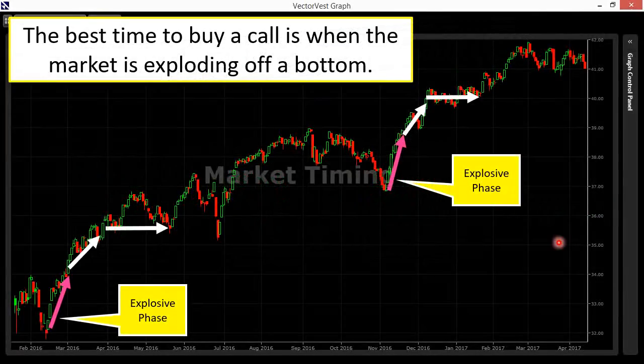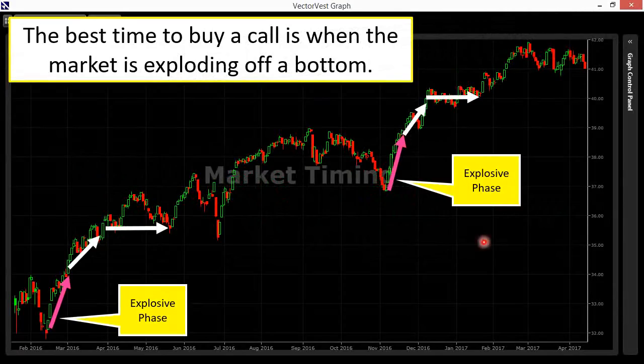All right, so the best time to buy a call specifically is when the market is exploding up off of a bottom. We call it the explosive phase. Now, today we don't have time to get into all the phases and what to look for. Let's just focus on the explosive phase.